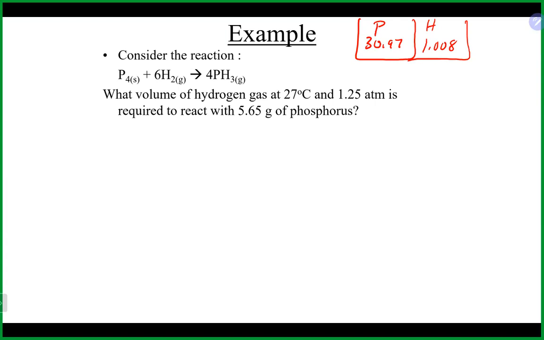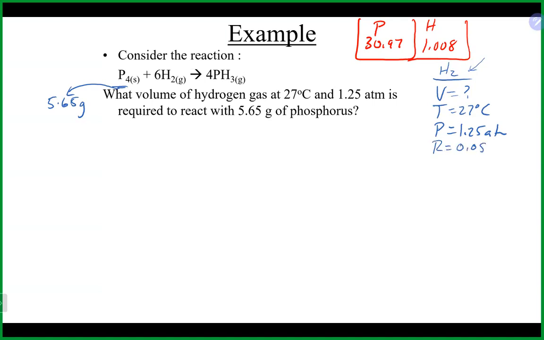Okay, let's take a look. So in this case, we're looking for the volume of hydrogen gas. We have a temperature of 27 degrees Celsius. We have a pressure of 1.25 atmospheres, and we have basically 5.65 grams of that guy. So once again, we could kind of focus in here and see we're shaping up into our ideal gas law, as we always have R once again available to us.